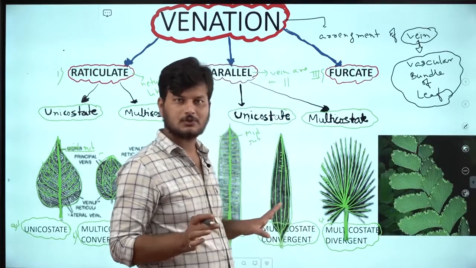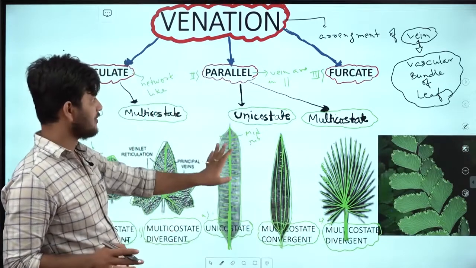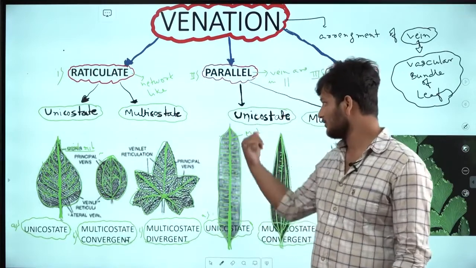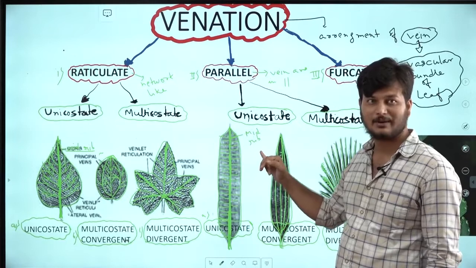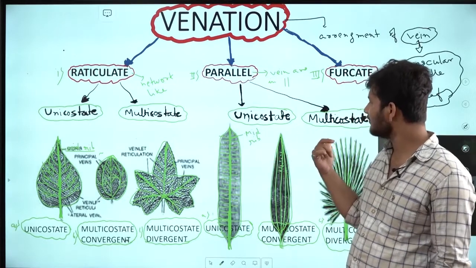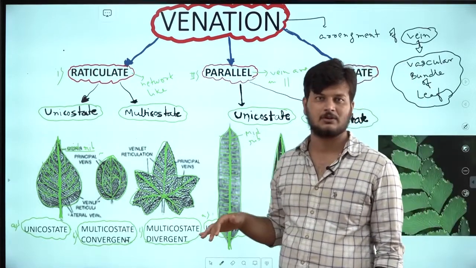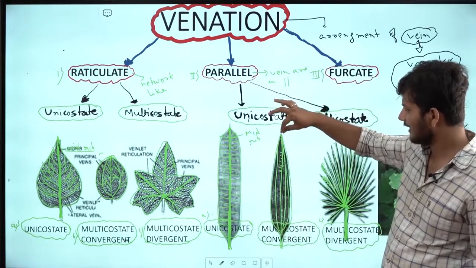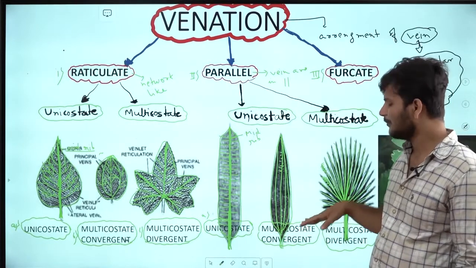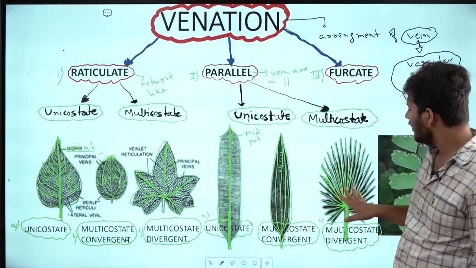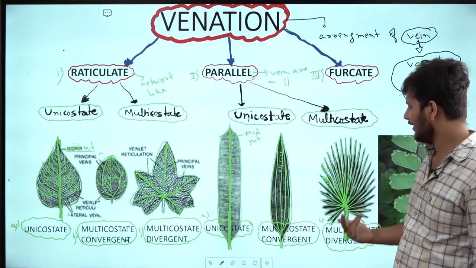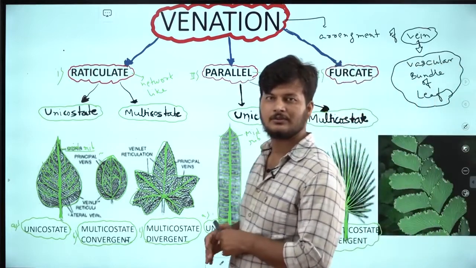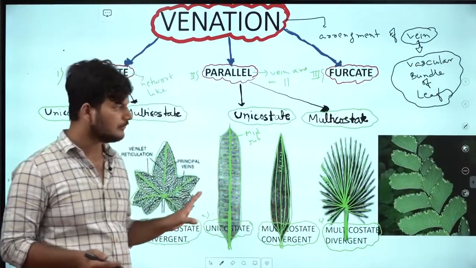Okay, you understood now? Parallel venation is of two types. The first one is unicostate, the second one is multicostate. The characteristic feature of unicostate is that it has a midrib, while multicostate does not have a midrib; a lot of veins are present. If all the veins are converging, it is termed multicostate parallel converging, while if all the veins diverge from a common point, it is called multicostate divergent type of venation. Okay, understood now?